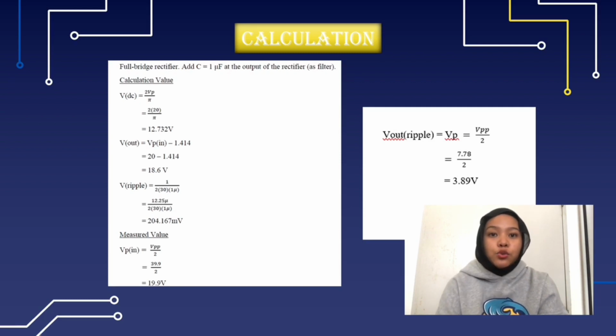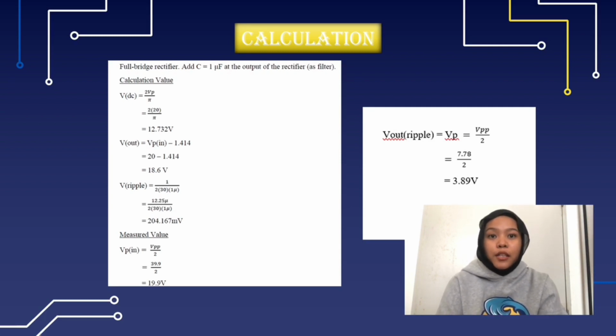The first part is we should do the calculation. VDC equals 2 V peak divided by pi. V peak is 20, so the total is 12.732 volt. Next, Vout is equal to V peak of input minus 1.414, so the total is 18.6 volt. Lastly, the ripple voltage is equal to 1 over 2 multiplied by the frequency, which is 30 Hz, and multiplied by the capacitor of 1 microfarad. The total of V ripple is 204.167 millivolt. After the simulation, we need to calculate the measured value.